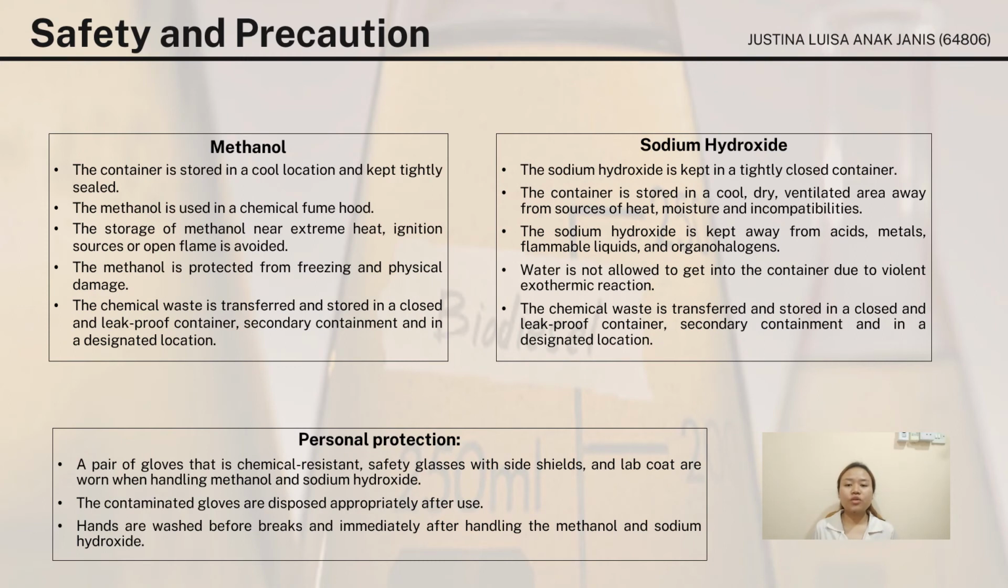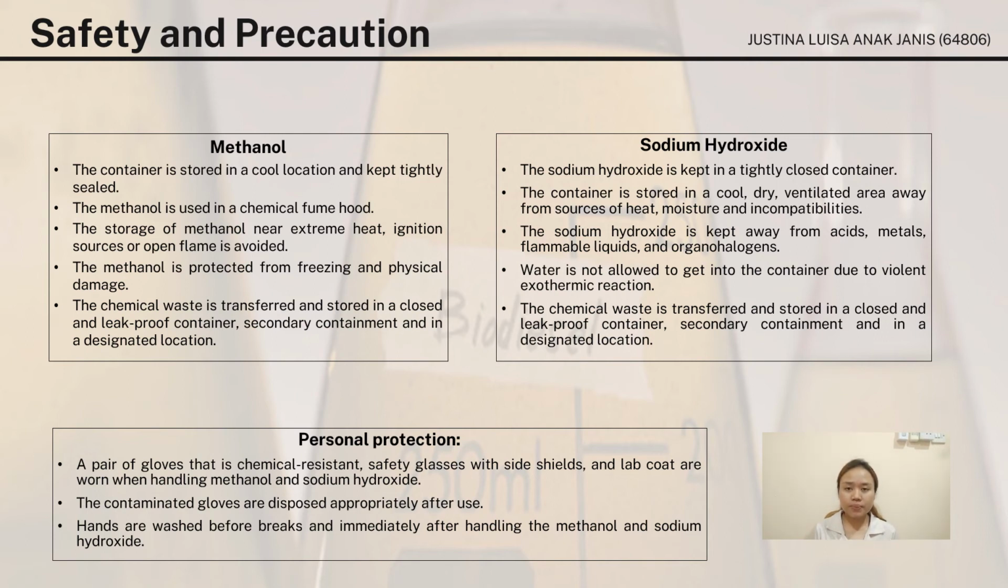For safety and precautions for methanol, first, the container is stored in a cool location and kept tightly sealed. Second, the methanol is used in a chemical fume hood. Third, storage of methanol near extreme heat, ignition sources, or open flame is avoided. Fourth, the methanol is protected from freezing and physical damage. And lastly, the chemical waste is transferred and stored in a closed and leak-proof container, with secondary containment, in a designated location.